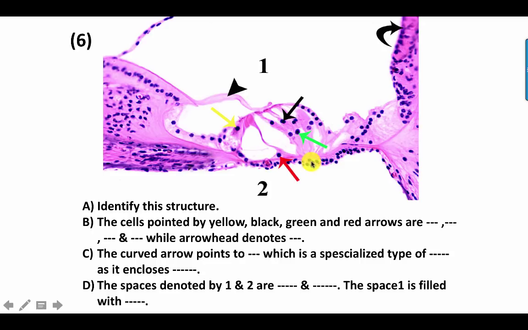So the basilar membrane, vestibular membrane, scala media, scala vestibuli, scala tympani. The space 1 is filled with endolymph. And of course the other spaces are filled with perilymph.